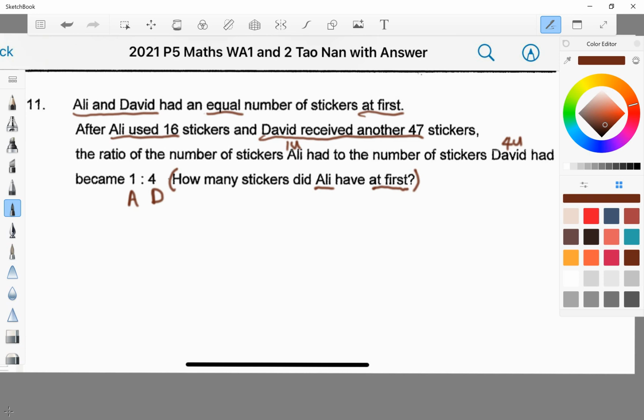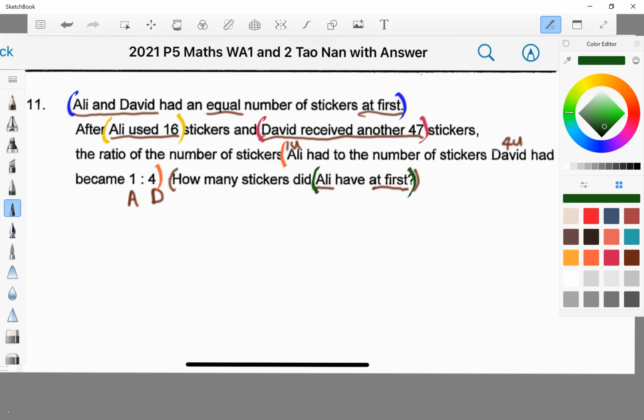So having done the basic annotation in pencil, now I will move on to highlighters, following the BYROG sequence. So B for blue, Ali and David equal at first. Y for yellow, Ali used 16. R for red, David received another 47. O for orange, Ali all the way to David. And last but not least, G for green. We are interested to find out Ali at first.